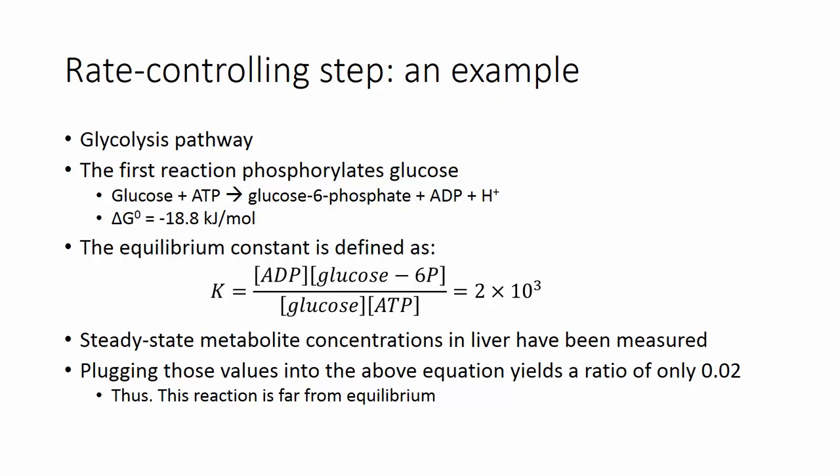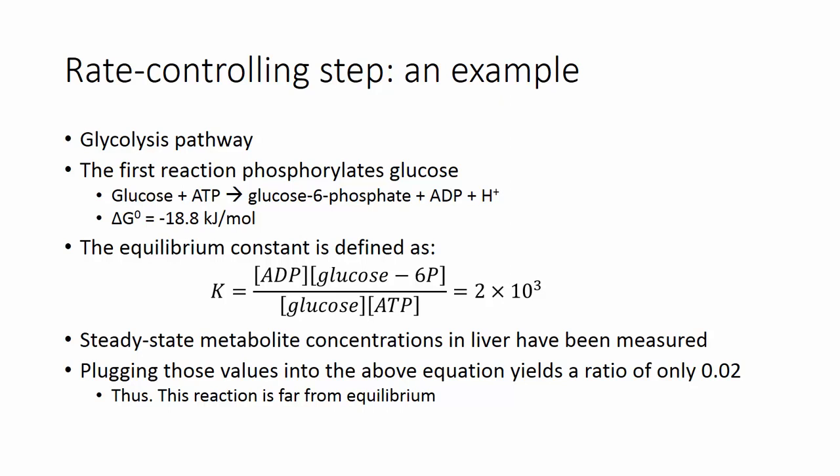The first reaction, the phosphorylation of glucose, where glucose plus ATP yields glucose 6-phosphate plus ADP plus a hydrogen ion. The delta G is very favorable, negative 18.8 kilojoules per mole. The equilibrium constant is defined as follows. K is equal to the concentration of ADP times the concentration of glucose 6-phosphate divided by the concentration of glucose times the concentration of ATP. And that K is equal to 2 times 10 to the third.